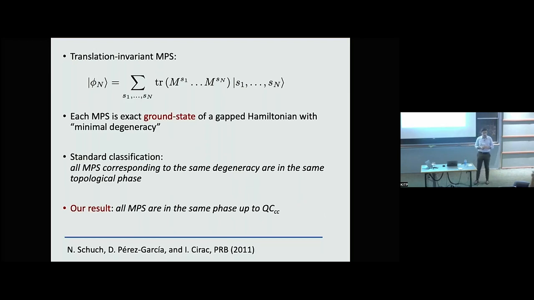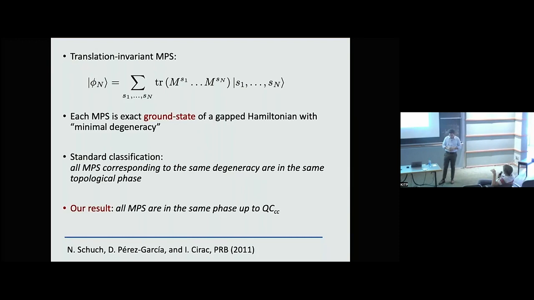Lorenzo, just a question. Yeah. Since you want to scale to the thermodynamic limit, you mean a fixed bond dimension, like MPS? Exactly. So here we're sticking to finite bond dimension. Right. Yes.